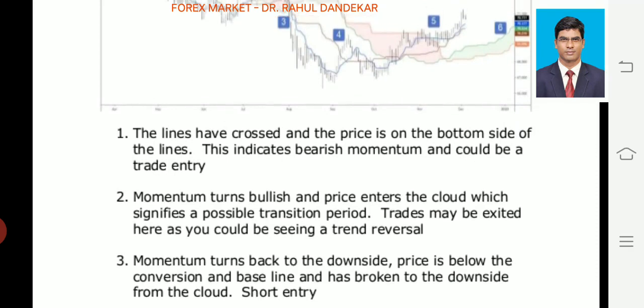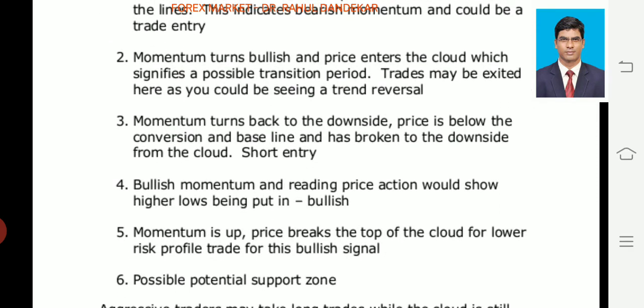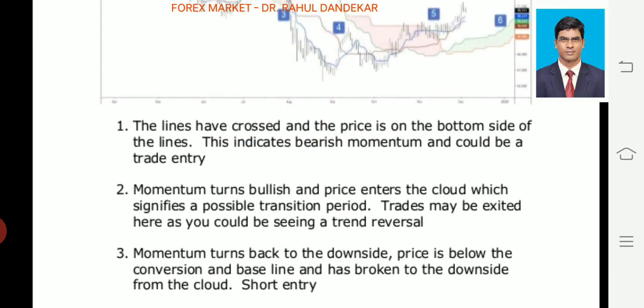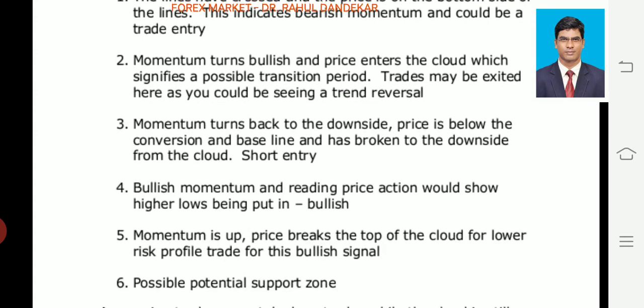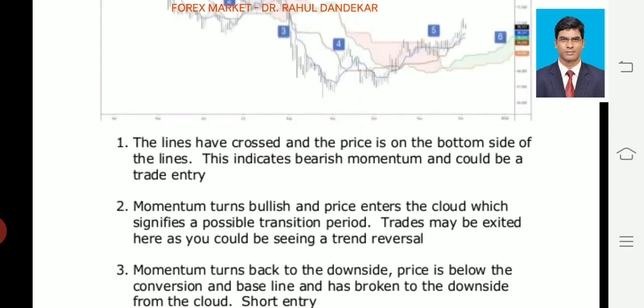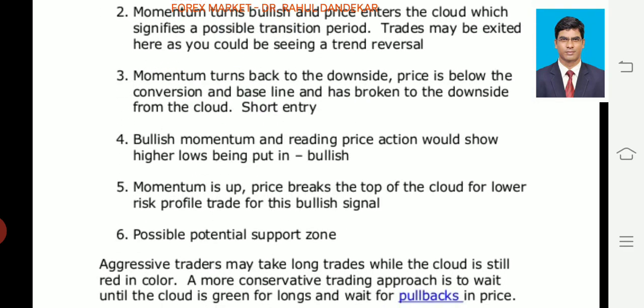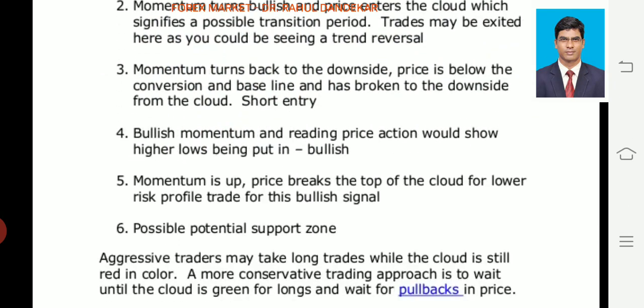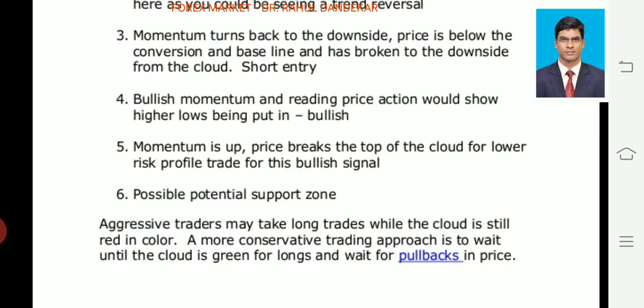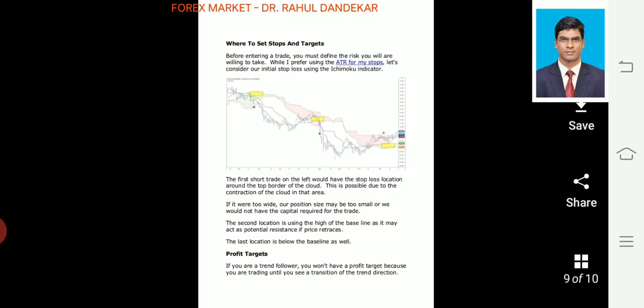4. Bullish momentum, and reading price action would show higher lows being put in. Bullish momentum is up. Price breaks the top of the cloud, a lower risk profile trade for this bullish signal. Possible potential support zone. Aggressive traders may take long trades while the cloud is still red in color. A more conservative trading approach is to wait until the cloud is green for longs and wait for pullbacks in price.